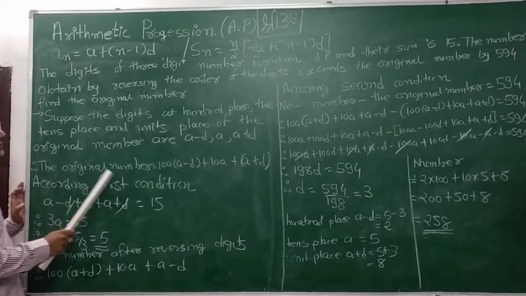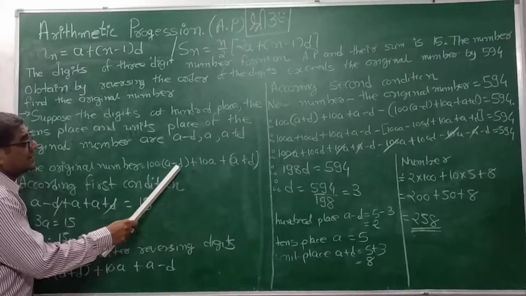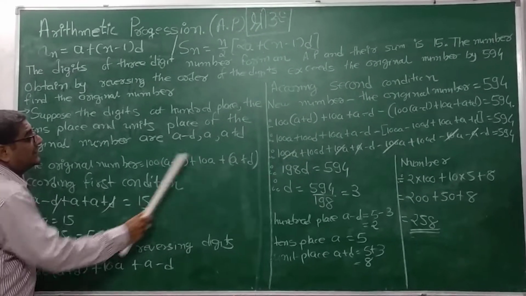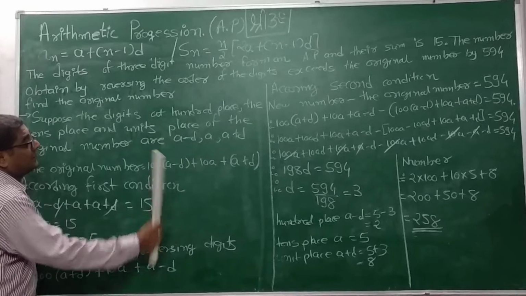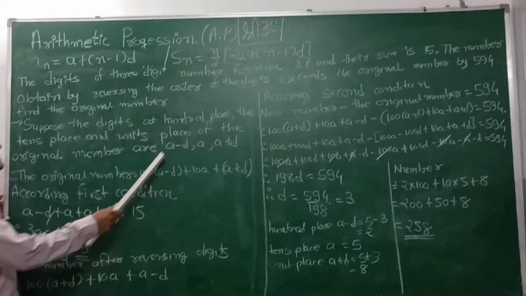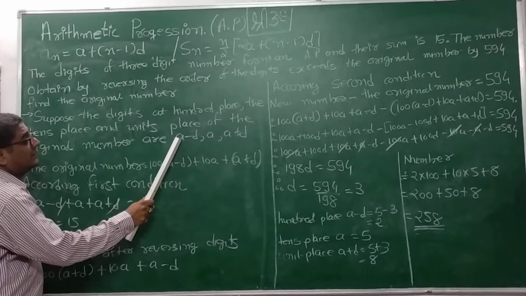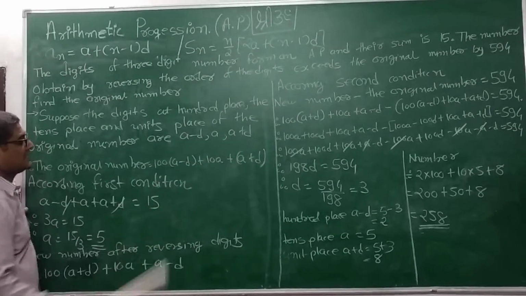So the original number becomes 100 times (a minus d) plus 10a plus (a plus d), that is hundreds, tens and units place. It is not necessary to take the supposition a minus d. Instead of a minus d you can take a plus d, it will never affect your answer.